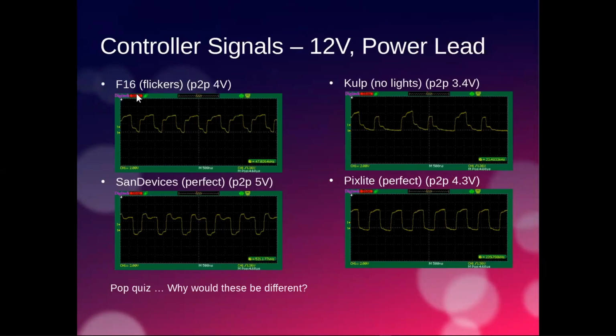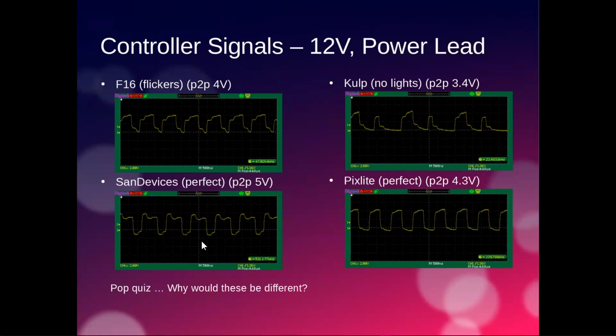So the F16, in this particular test, I was running 12 volts over the power lead, and I was getting some flickering. The reason I was getting flickering was because of ones being read as zeros, and so it would flicker off and on. The Colt controller, I got no lights at all. It would not drive the lights over this length of lead. They just stayed off.